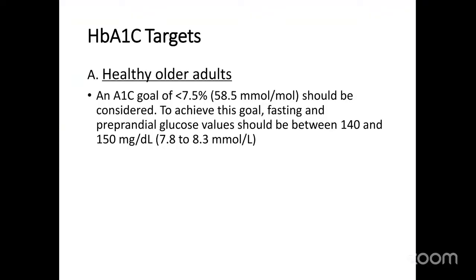The targets for hemoglobin A1C in elderly patients, we are going to divide into 3 categories. In healthy older adults, a hemoglobin A1C goal of less than 7.5% should be considered. And to achieve this goal, fasting and preprandial glucose levels should be between 140 and 150 milligrams per deciliter.